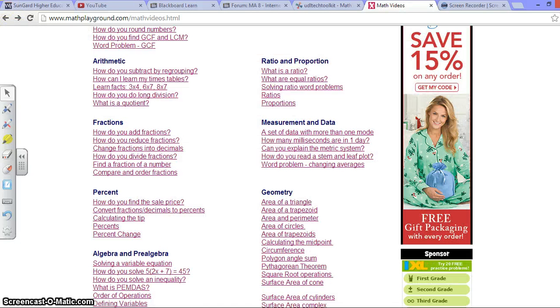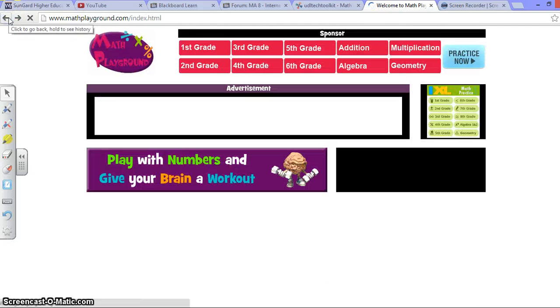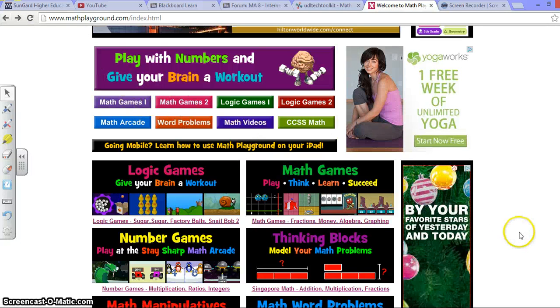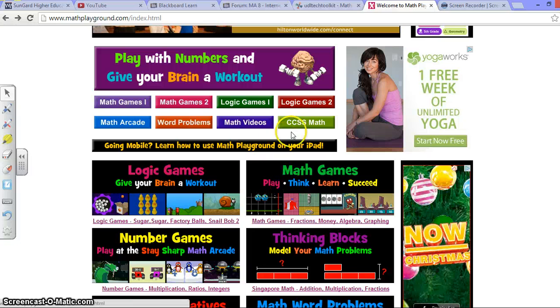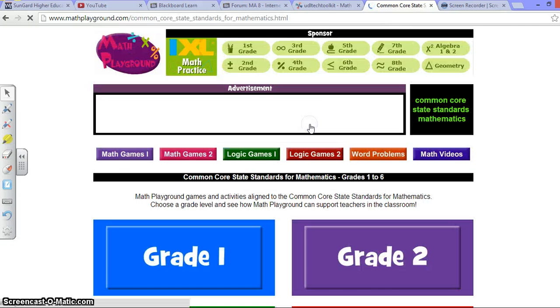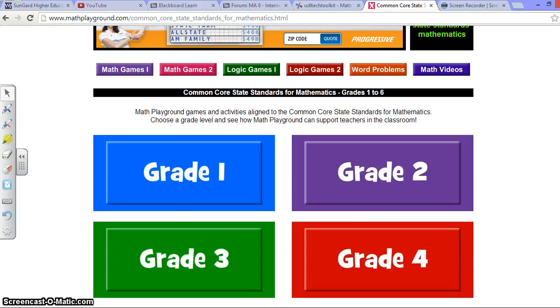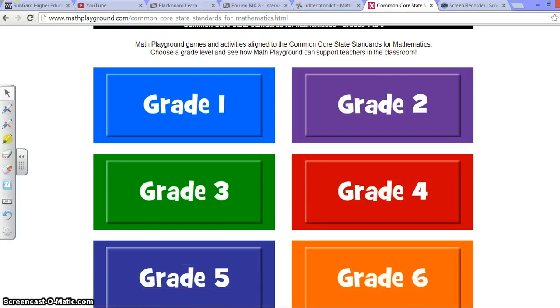Okay, I'm going to go back again to the home page. And lastly, out of the ones I want to show you, which is the most important one I want to show you, is the CCSS math. And CCSS stands for the Common Core State Standards. So we're going to click that. It lists different grade levels. I'm going to choose grade 1 here.